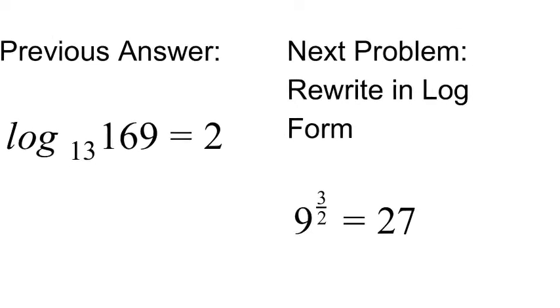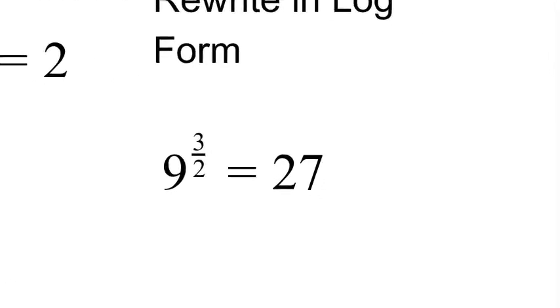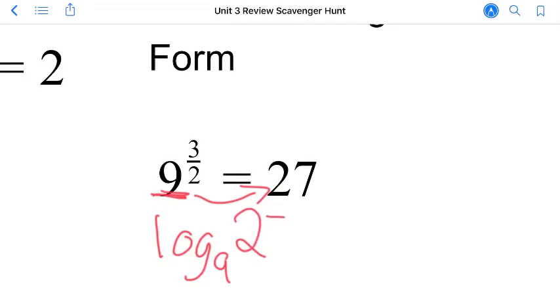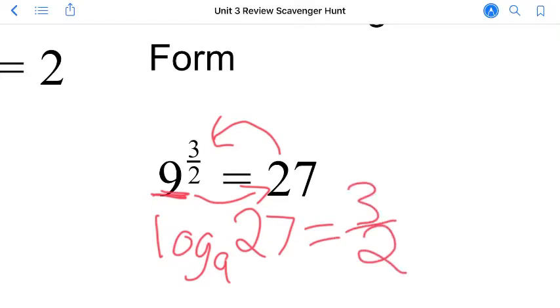So then we're given an exponential to rewrite in log form. The base of the exponent becomes the base of our log, taking the log of whatever the exponential is equal to, and setting it equal to the exponent. And then there's our answer.